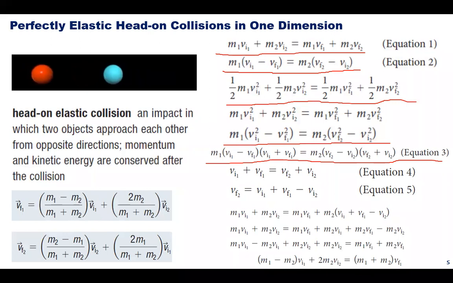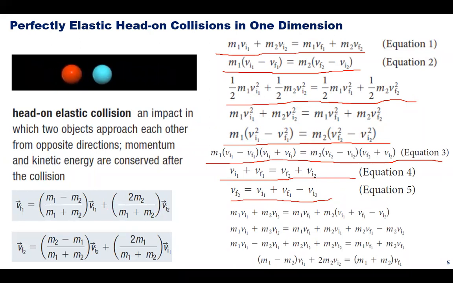And also we can divide equation number 3 by equation number 2. And this gives us equation number 4 like this. Okay. And rearranging equation number 4 to isolate vf2 on the left gives us vf2 equals vi1 plus vf1 minus vi2. Let's call this equation number 5.